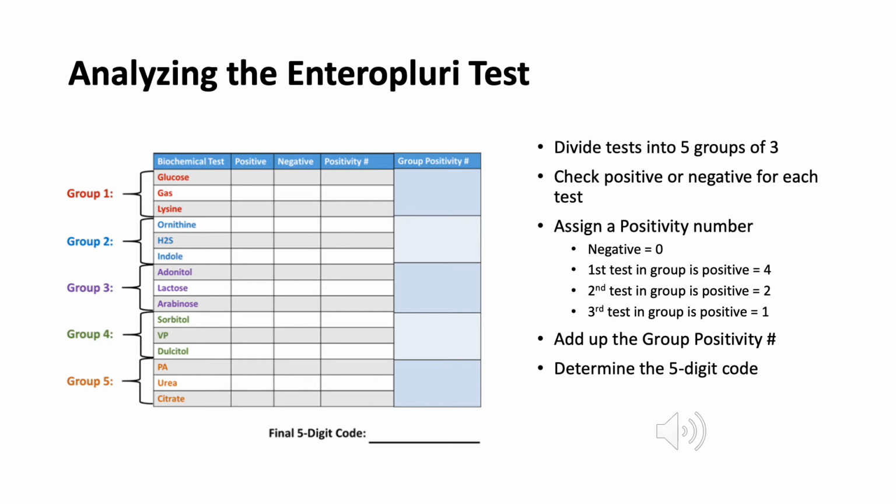You check the positive or negative for each test, and you assign a positivity number. A negative gets a 0. The first test in a group, if it's positive, gets a 4. The second test in a group, if it's positive, gets a 2. And the third test in a group, if it's positive, gets a 1. We'll do one together so you can see what I mean by that. Once you have those numbers, you add up the group positivity numbers, and that will give you a 5-digit code. So let's try one of these together.